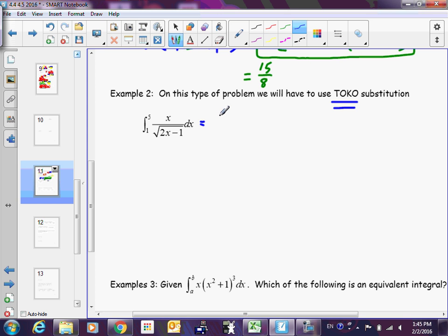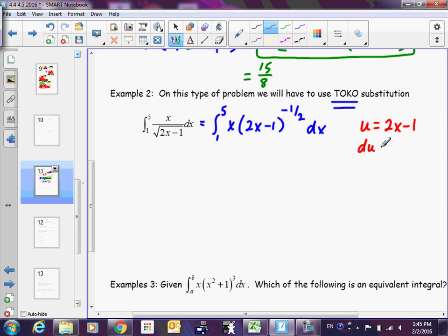First of all, I want to rewrite it and only change one slight thing. I want to put the 2x minus 1 in parentheses. What would the power be then? Negative 1/2. 1/2 because of the square root, negative because of the denominator. Once you write it this way, figuring out what u equals should be pretty easy. It's the thing in parentheses. So u is 2x minus 1.